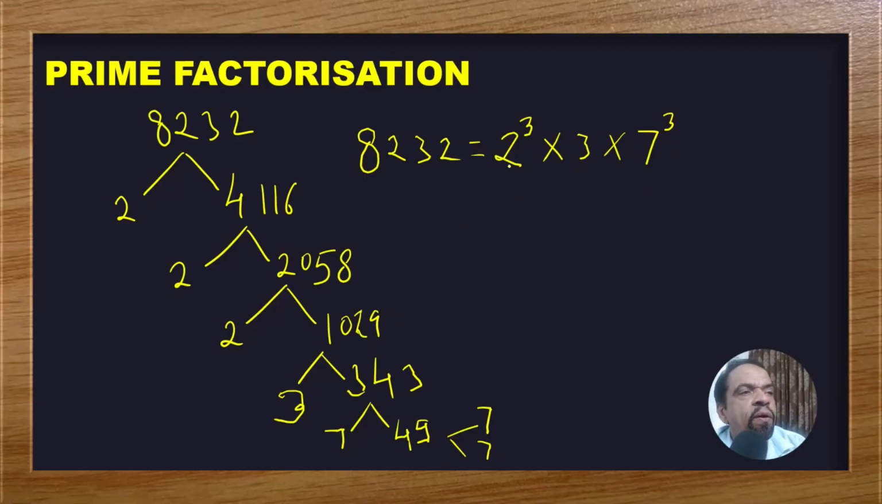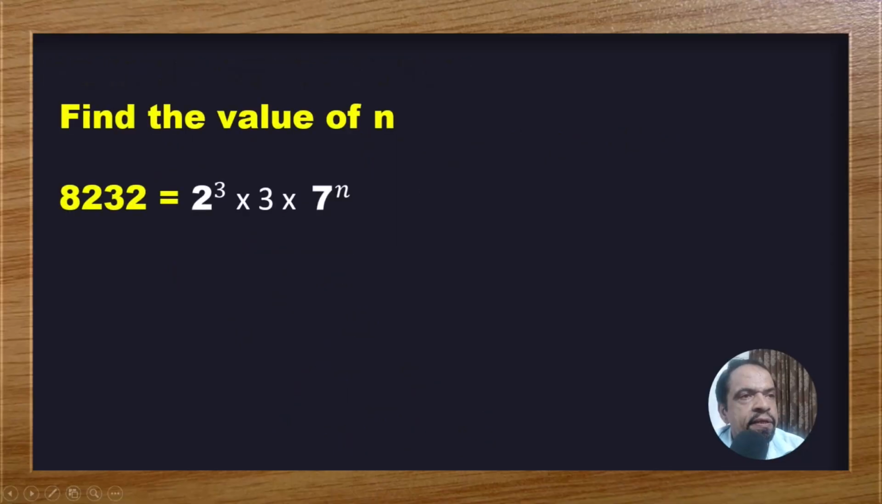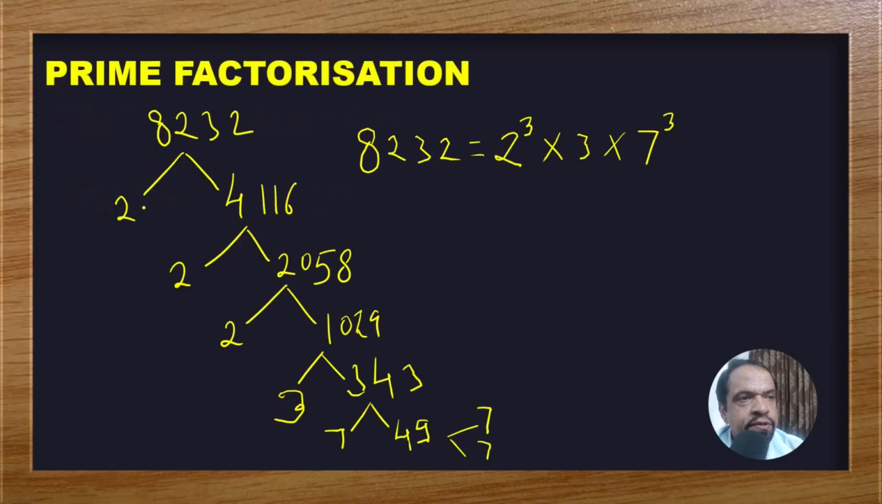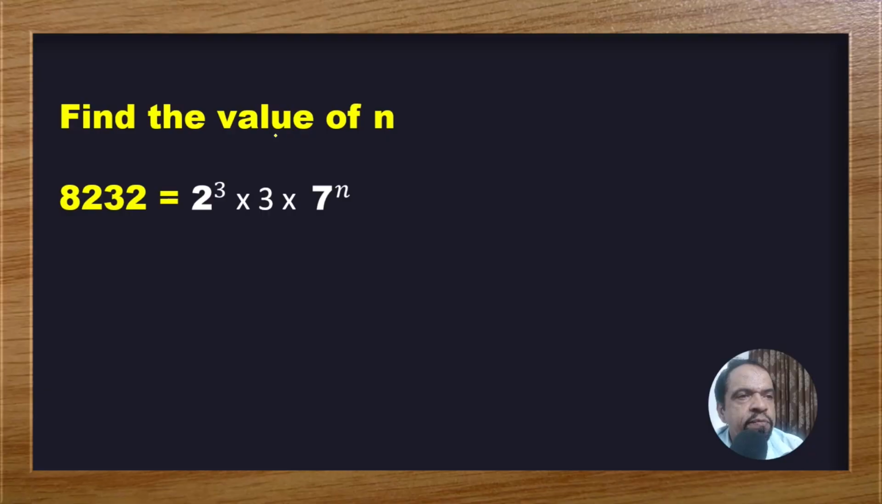Now listen students, the question may be asked like this. I have written here: find the value of n in this prime factorization. This question may be asked as an MCQ or assertion based question. So for this you have to do the factorization. See the factorization here, 7 to the power 3. So our answer will be n equals 3.